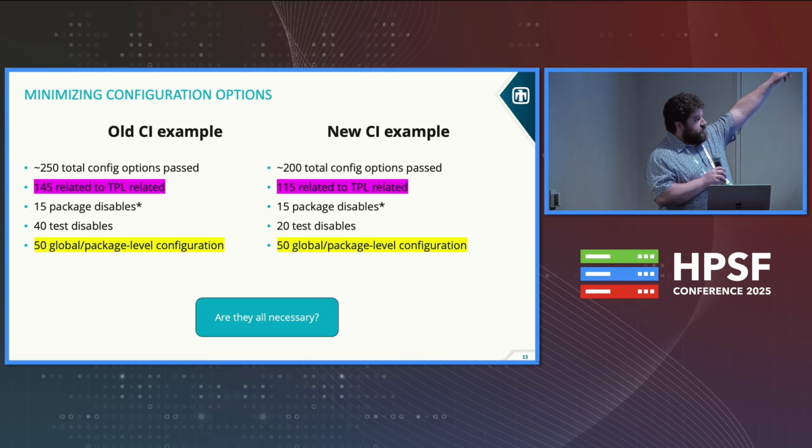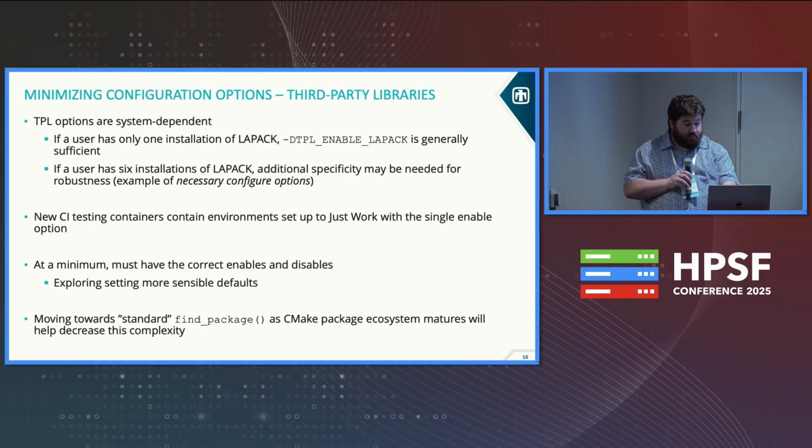So I'm going to look specifically at reducing two of them right here. We're going to gloss over these, but I'll explain why. We're going to look at the TPL-related options, because those are probably the largest magnitude, and then the global or package-level configuration options, and say, do we really need to be passing all of these? And if we do, can we make it so that we don't?